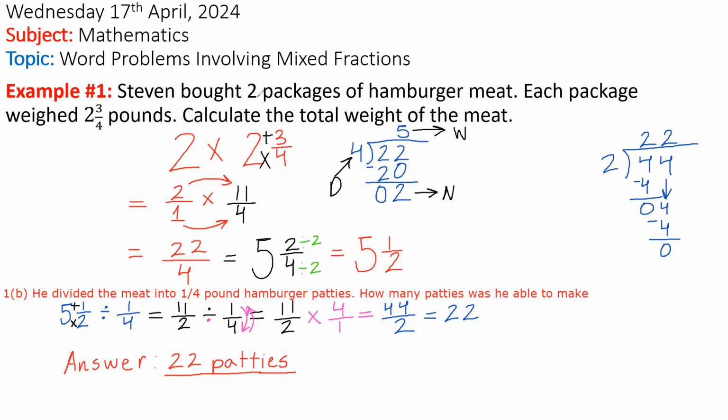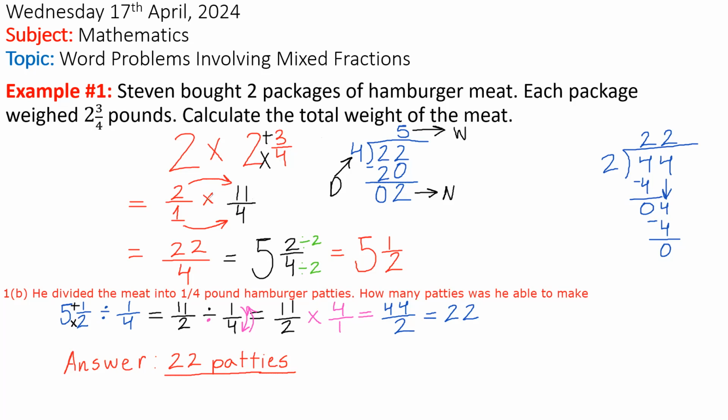Stephen bought 2 packages of hamburger meat. Each package weighed 2 and 3/4 pounds. Calculate the total weight of the meat. So we bring down 2 times 2 and 3/4. We change that into an improper fraction. It will be 4 times 2 is 8 plus 3 is 11. So we put 2/1 times 11/4.